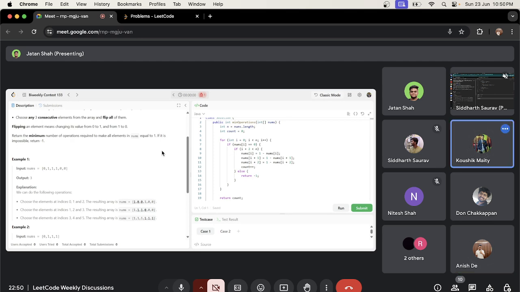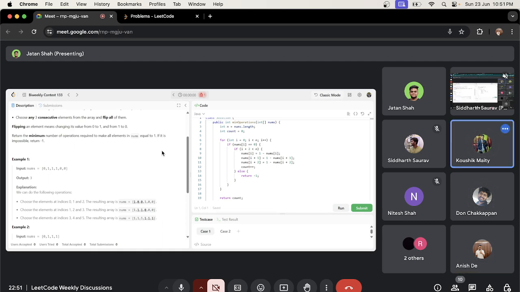This is clear, right? So for every element, let's say for the first element, if it is 0, we will flip 0, 1 and 2. Similarly, after making the first index 1, we move to the second index. Now if the second index is 0, what will be our option? To flip second, third and fourth, right? This is clear, right?